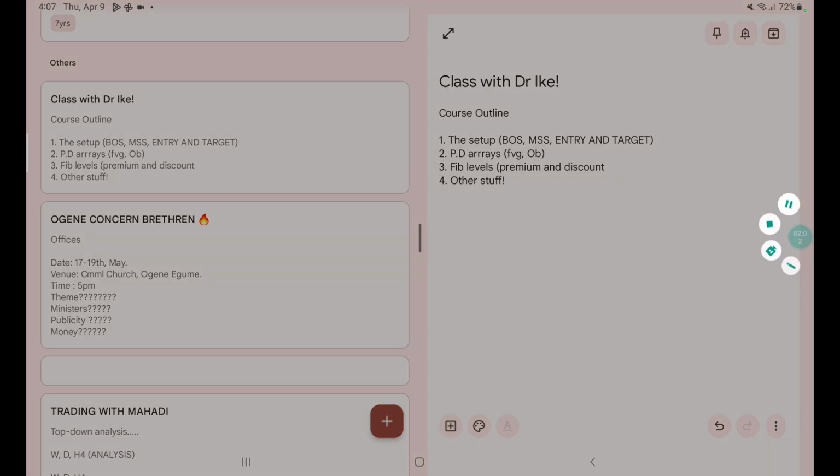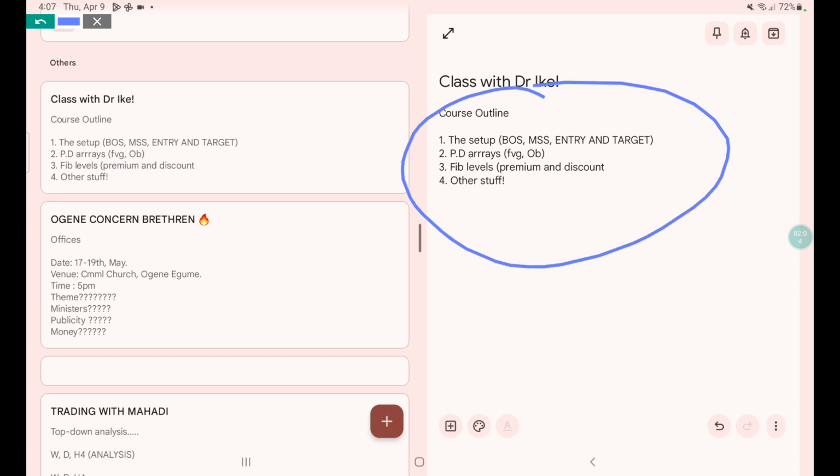So this is our course outline. These are the things we're going to cover. First of all, we'll talk about the setup, market structure, entry, and target.